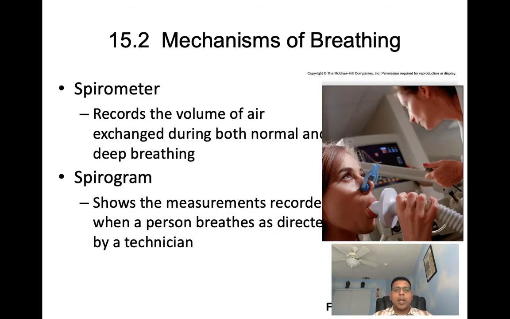So here then we can appreciate an actual spirometer. Here we can see this young lady is going to be exhaling into the tube, which is then monitored by this computer here. We said a spirometer is going to record the volume of air exchanged during both normal and deep breathing. The spirogram we see here on the computer shows the measurements recorded when a person breathes as directed by a technician. A lot of patients who have asthma will probably have had this done, so some of you will be familiar with that. You've probably seen it or actually have had it done to yourself. So that's what we see right inside of here, a spirometer.